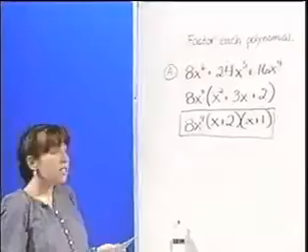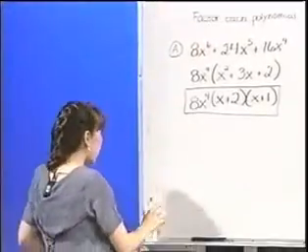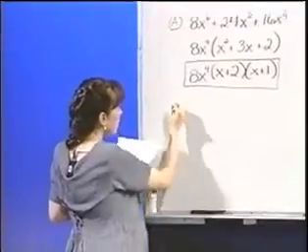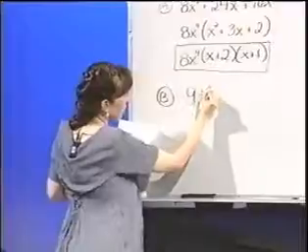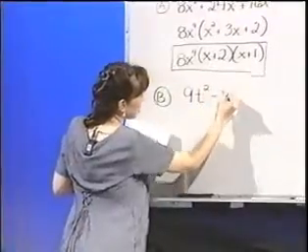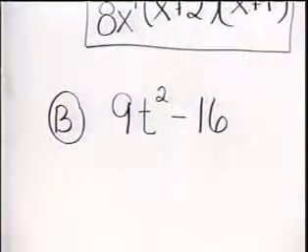Let's look at a second polynomial then. Let's look at the polynomial 9t squared minus 16.